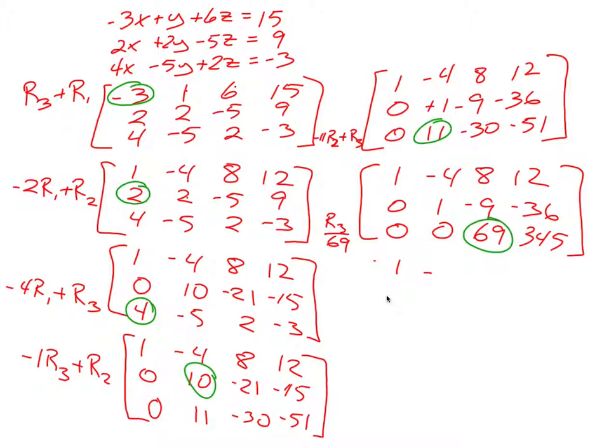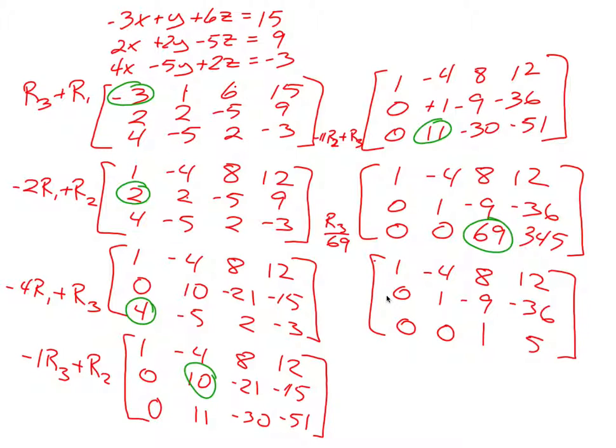So I have 1, -4, 8, 12, 0, 1, -9, -36, 0, 0, 1, and 5. And I have achieved row echelon form. I've got a 1 starting in the top left, and I've got diagonal 1s, and then everything to the left is a 0. So now we're ready to find our answers.